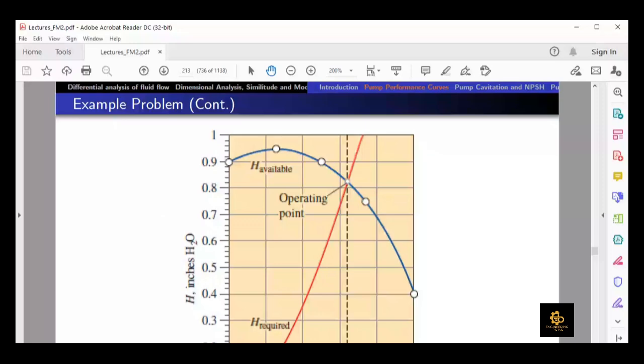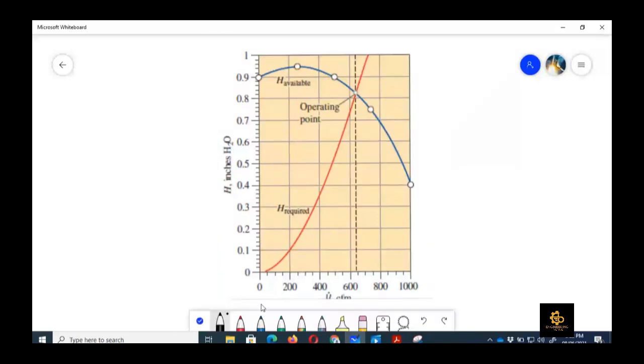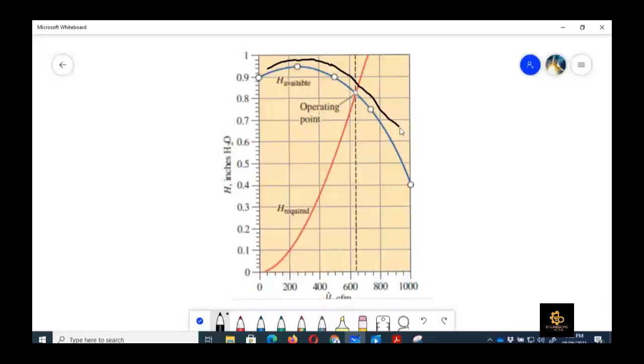So as in the problem data, if you see that this data is given as available head, if I show it here, that is this line. This line is given to us by the manufacturer, right? So this is the H available. Now we need to construct this H required line. For that, we can use different volume flow rate values like this one, then 400, 600, 800, and then we can have 4 points and join them by curve fitting.